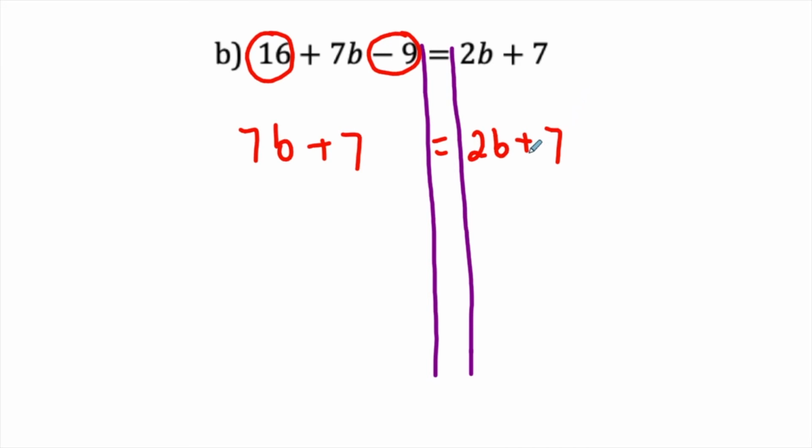Now, we need to move our variable. We always want to move the variable first. So this is a 2b. I'm moving it to the left. It's a positive 2. So I'm going to do the opposite and subtract 2b. So minus 2b.